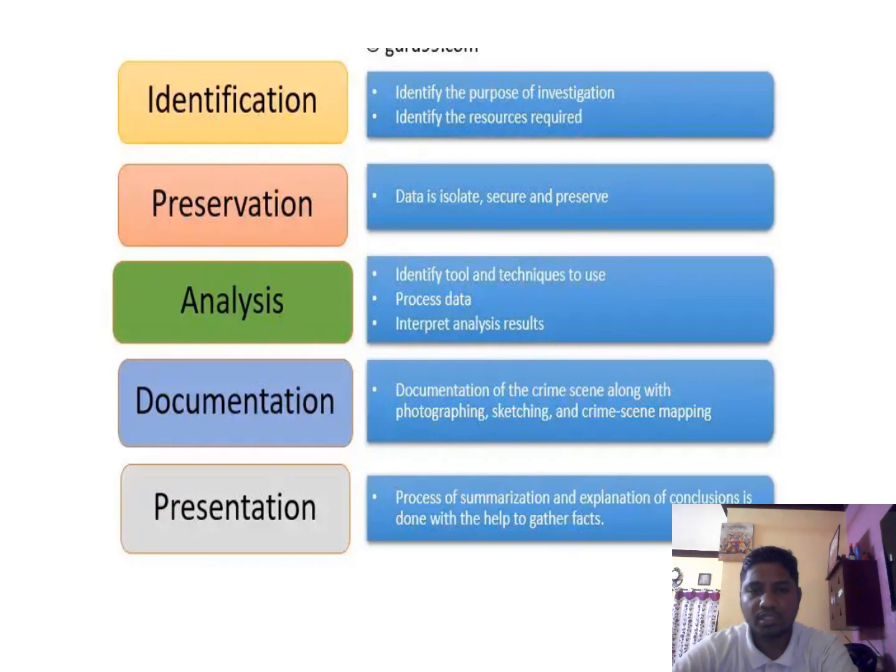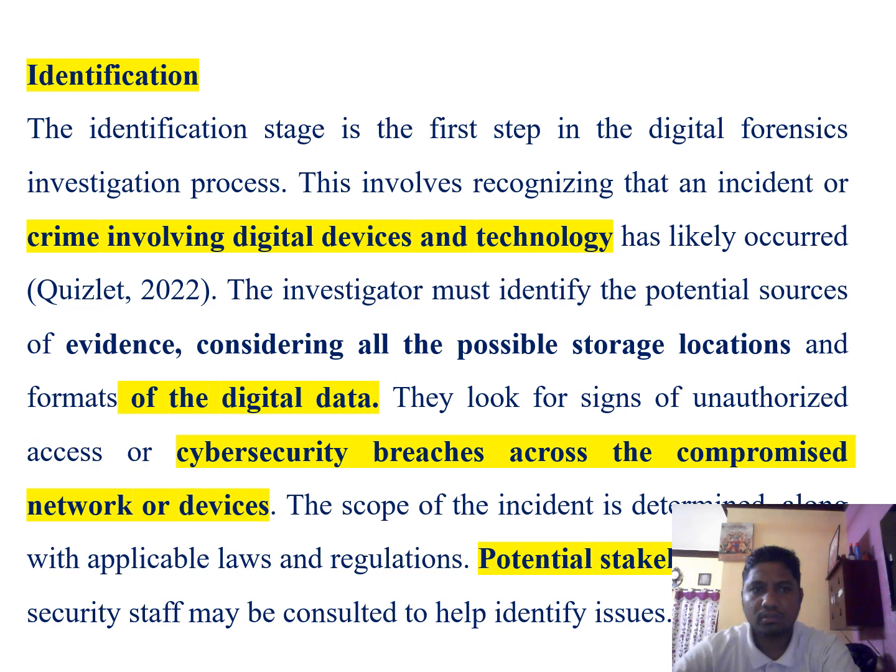The next one is presentation. The process of summarization and explanation of the conclusions is done with the help of the gathered facts. The first one is identification.